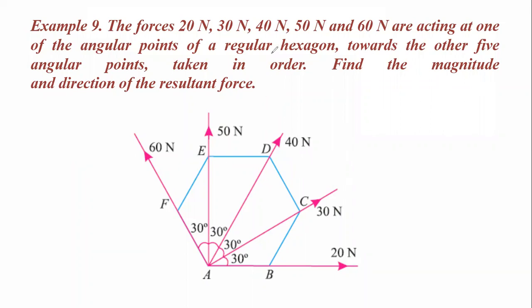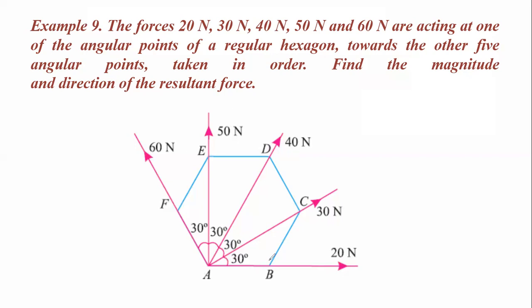Hello friends, today we are discussing one new problem. Forces of 20 Newton, 30 Newton, 40 Newton, 50 Newton and 60 Newton are acting at one of the angular points of a regular hexagon toward the other five angular points, taken in order. Find the magnitude and direction of the resultant force.